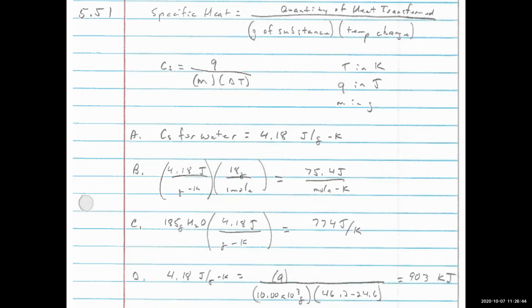In C, they're asking what is the heat capacity of 185 grams of liquid water? So we have 185 grams. We knew from part A that the specific heat for water was 4.18 joules per gram Kelvin. So if we simply do that multiplication, our gram units cancel out, and we get 774 joules per Kelvin.